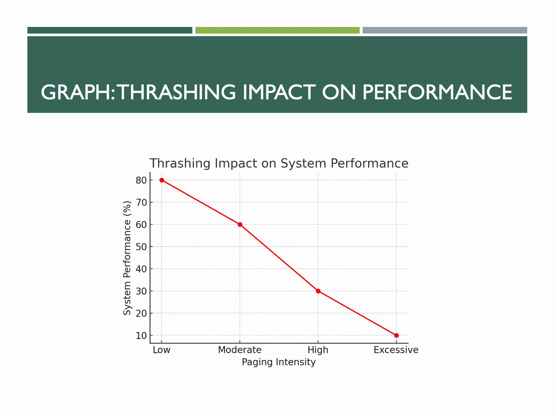Finally, at excessive paging, performance drops drastically to nearly 10%. At this point, the system is experiencing thrashing, where it spends almost all its time swapping pages instead of executing processes.